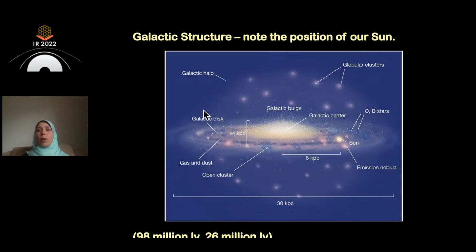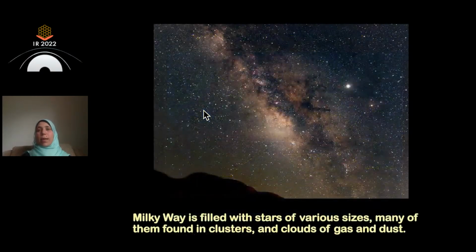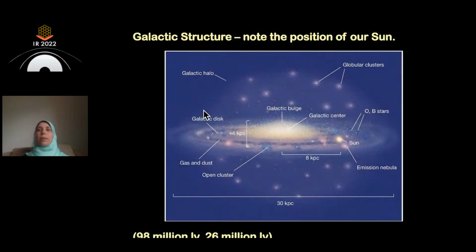So just to get an idea of how the galaxy looks, because when we see the galaxy like this, we cannot really tell how it looks. But this is a sketch of how our galaxy looks and the different components of our galaxy. We have some main parts for the galaxy. We have the galactic center, which is obviously in the center. And then we have the galactic bulge around it. We have the galactic disk. And then finally, we have the galactic halo around it.